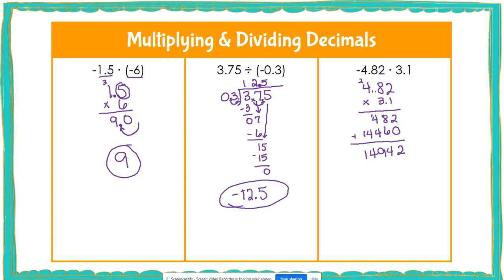Now, when I look at my problem, I notice that I actually have 2 decimals. This decimal has 2 numbers behind it, and this decimal has 1 number behind it. That means that there is a total of 3 numbers behind the decimals in my problem. So, in my solution, I also need to move 3 places to the left, and I'm going to put my decimal right there. So my solution is going to be 14.942. But we said that since we were multiplying a negative by a positive, my answer is going to be negative. So it is negative 14.942.